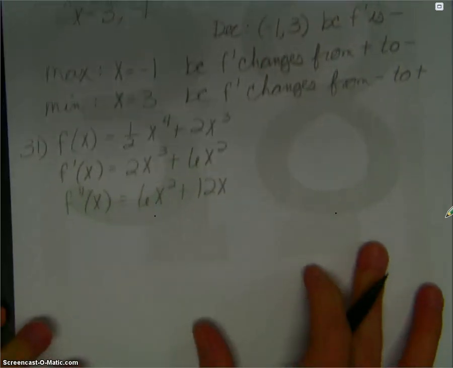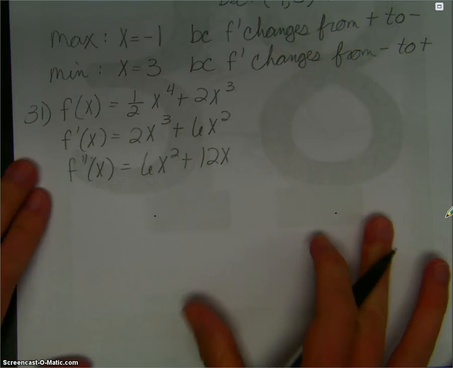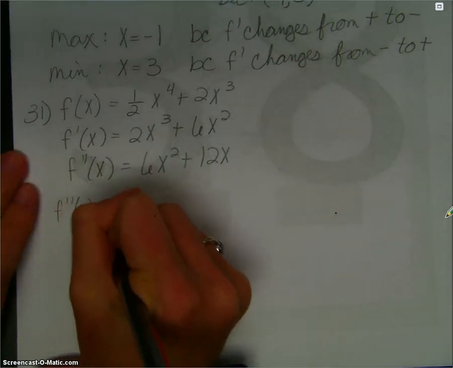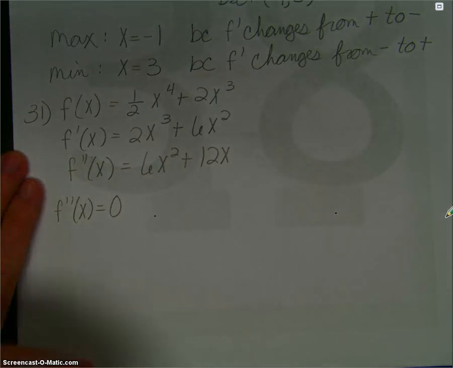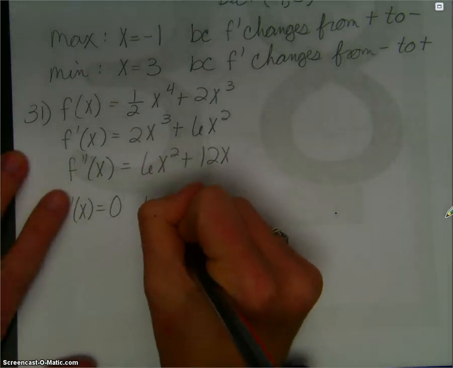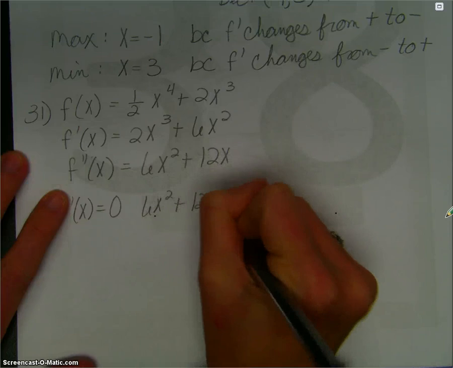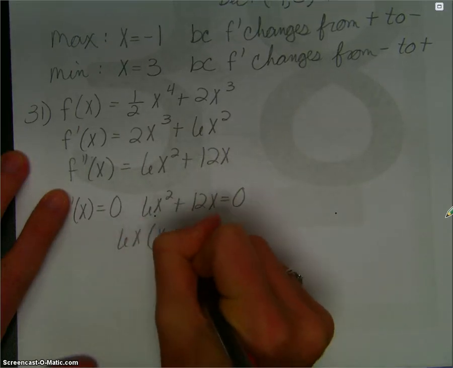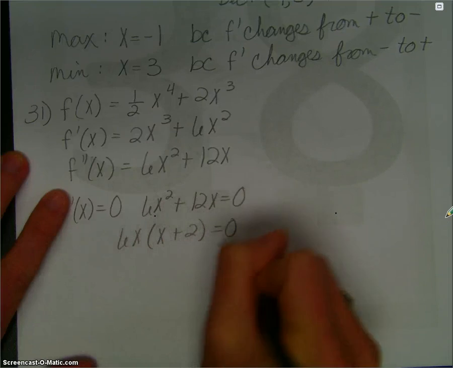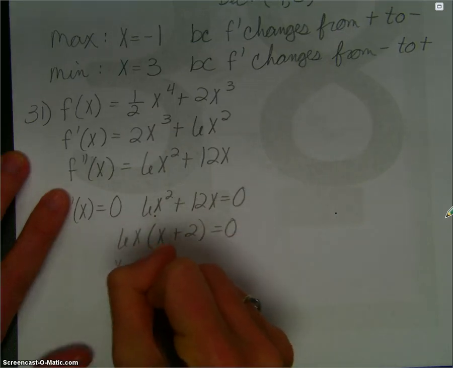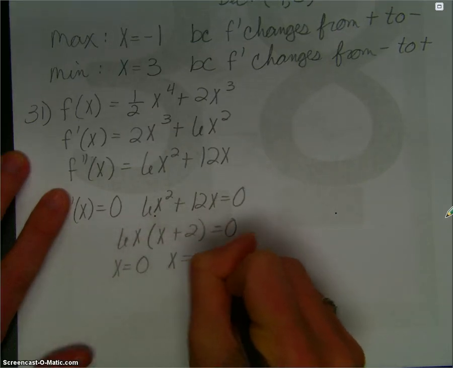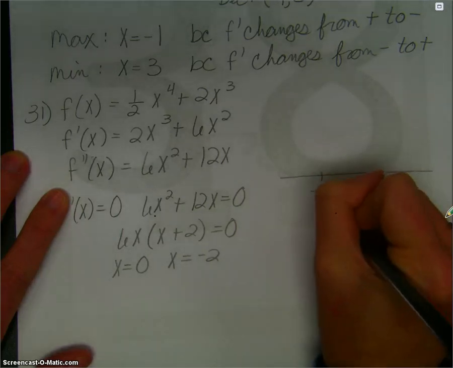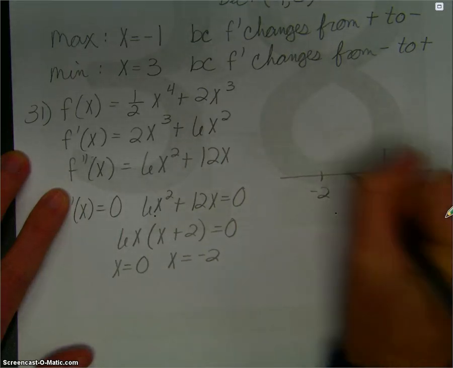And very much like what we did above, the first thing I want to know is where it's changing from positive to negative, or where the second derivative is equal to 0. That's going to give me my points of inflection. All right, so 6x squared plus 12x is equal to 0. I'm going to take out a 6x as a common factor. That's going to leave me with x plus 2. So that's going to tell me that x is equal to 0 and x is equal to negative 2. Okay, so on my number line, negative 2 and 0.